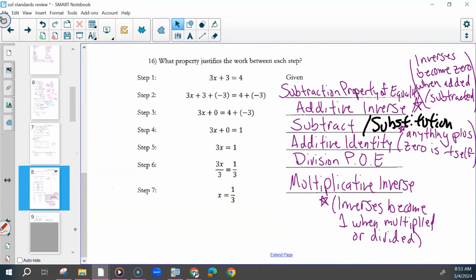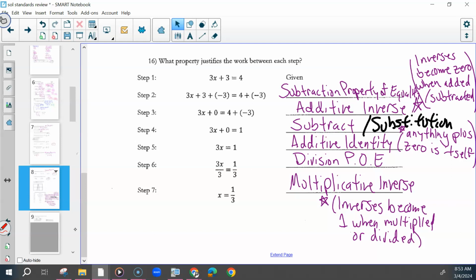16 is properties. So this is one you couldn't do in Desmos because you have to know the properties. But from step 1 to step 2, the property would be the subtraction POE. You can just write that instead of all of those words, but it's property of equality. You don't have to write what's in parentheses. Those are just what those mean.